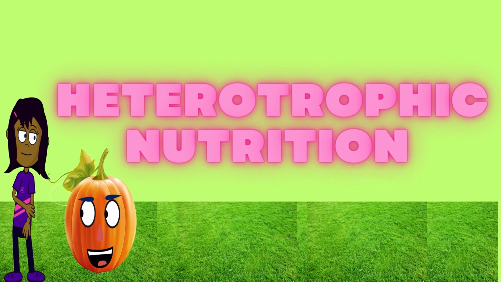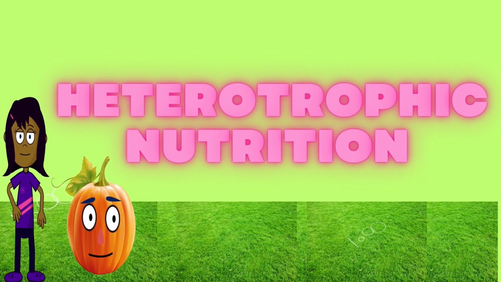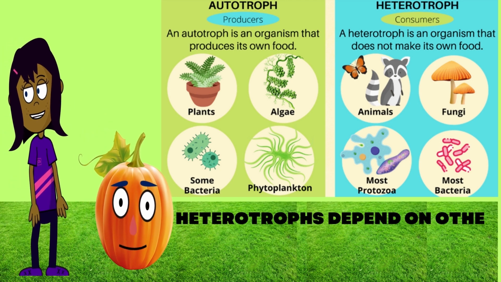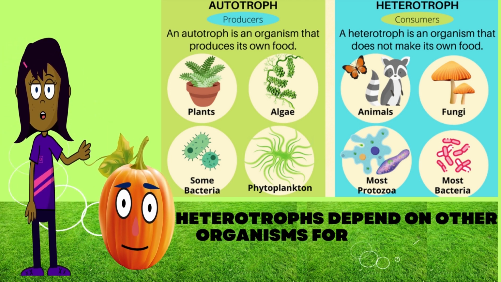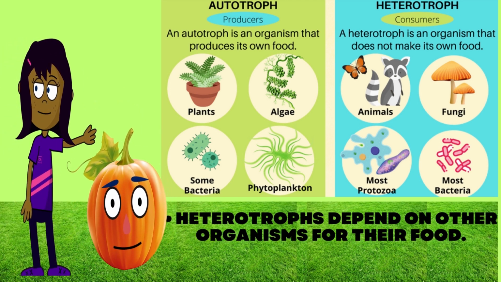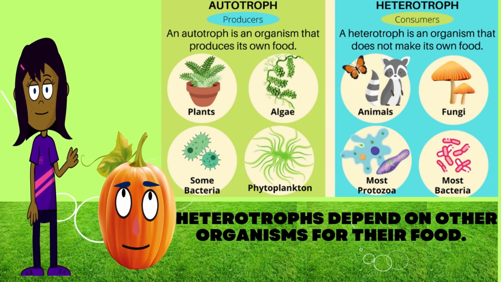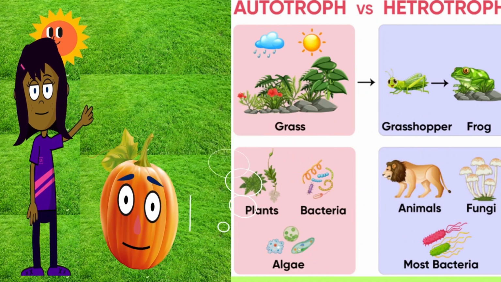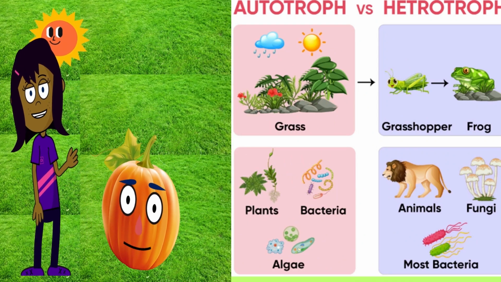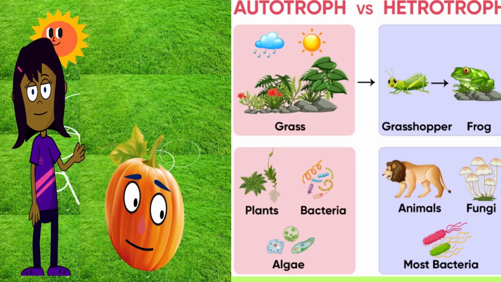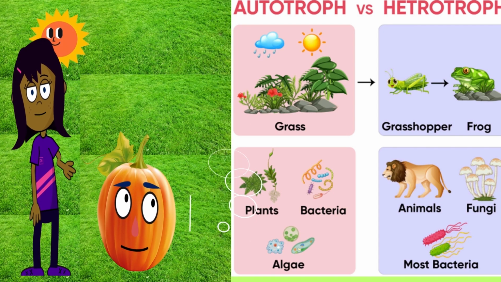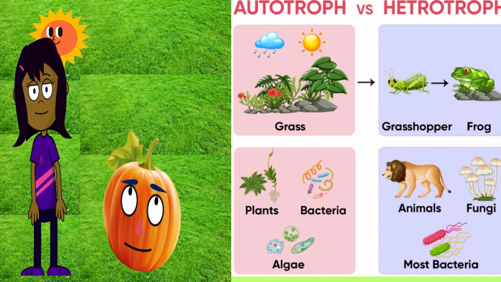Can anyone explain what heterotrophic nutrition is? Heterotrophic nutrition occurs when an organism cannot synthesize its own food from simple inorganic materials. Heterotrophs depend on other organisms for their food. All animals have a heterotrophic mode of nutrition. Most bacteria and fungi are also heterotrophs. Non-green plants, such as yeast, are heterotrophs.